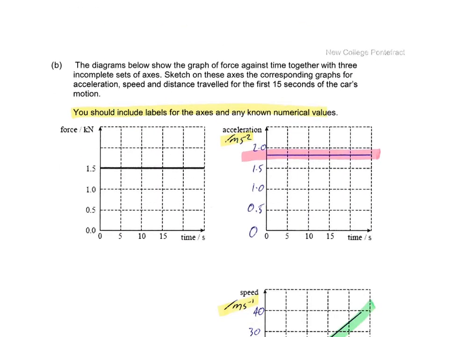Moving on, we've got a diagram showing the force against time together with another 3 incomplete sets of axes. Sketch on these axes the corresponding graphs for acceleration, speed and distance for those first 15 seconds. So the acceleration, I've got the value, picked some scales that allow me to show that. The acceleration must be constant, no air resistance, no friction. So the force is the net force, F equals ma, constant force, constant acceleration, that flat line.